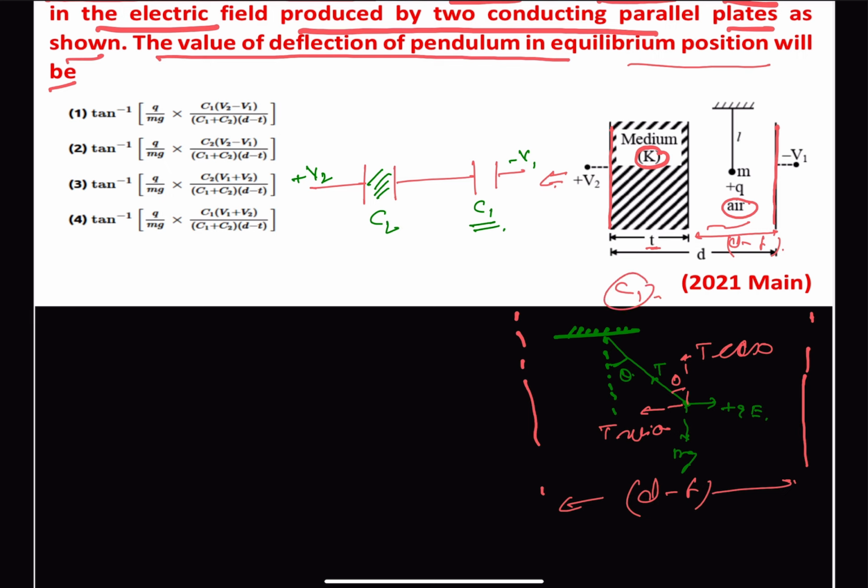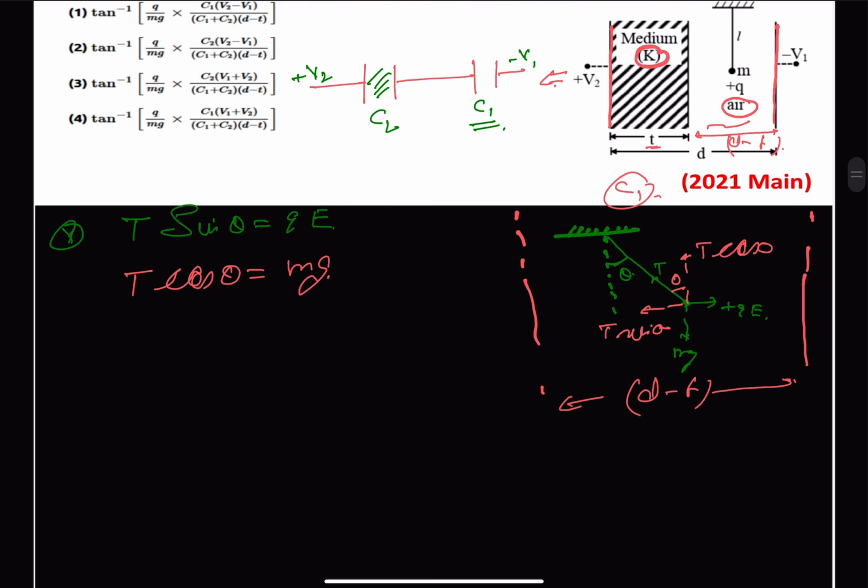So this is our entire capacitor C1, and if E is the electric field, we can balance the forces, because it is said that the pendulum is in equilibrium. Therefore T sin theta equals QE, and T cos theta equals mg. If we divide them, we get tan theta equals QE upon mg.